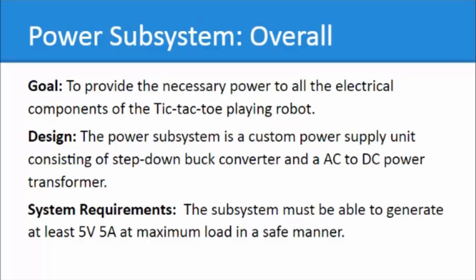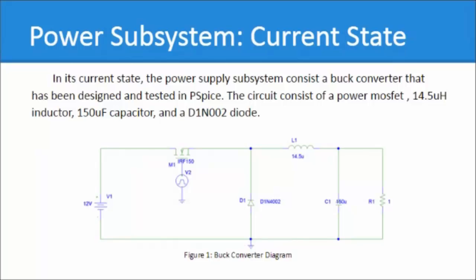The goal of this subsystem will be achieved using an AC to DC power transformer and a step-down buck converter. The power transformer will take the AC voltage from the wall outlet and convert it to a DC voltage. This is stepped down by the buck converter to around 5 volts to be used by the robotic arm and the Raspberry Pi microcontroller. Figure 1 shows the buck converter being designed for this project.